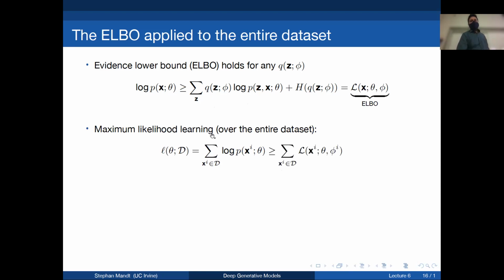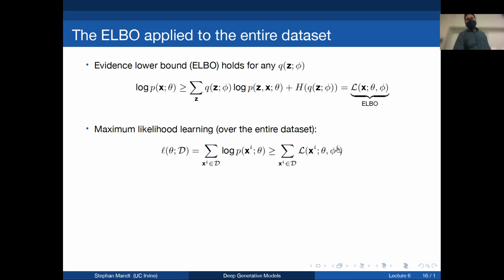Now, you can still lower bound each and every individual term, as we've seen here. This then gives you a sum over all sorts of different elbows, where every individual elbow term depends only on one data point xi. It's the most natural thing that you would expect.